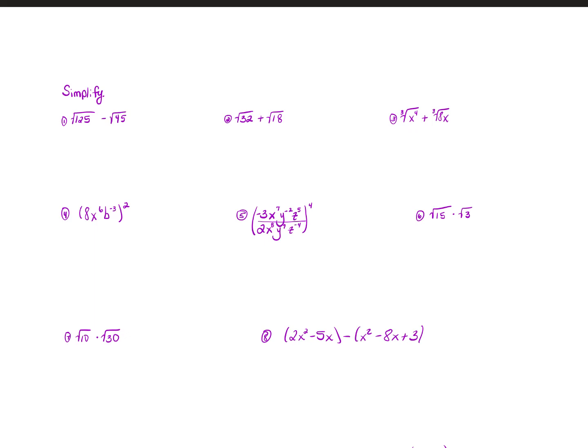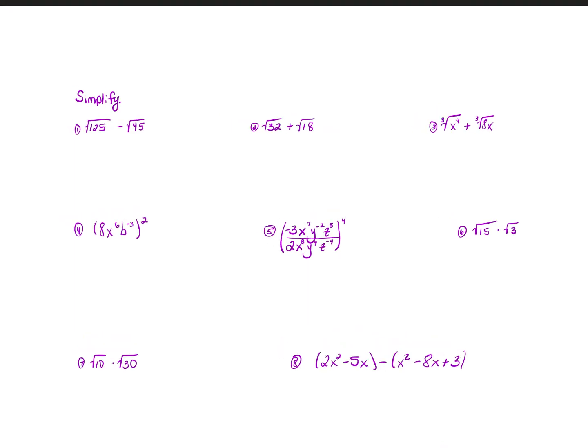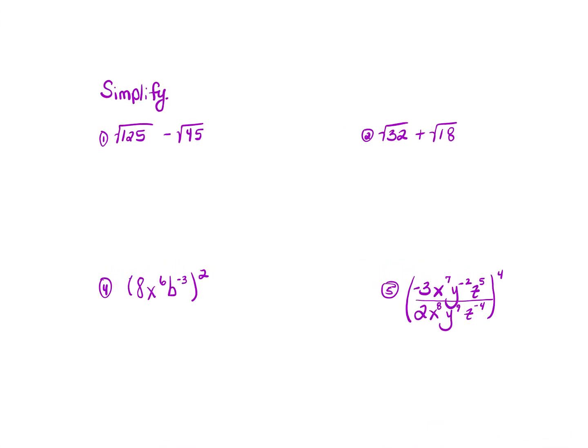All right, so this is your review for your quiz. It covers sections P2 and P3. For our first ones, we're just simplifying these. We are given the square root of 125 minus the square root of 45. The whole idea with this one is to simplify those radicals first before you do any subtraction.